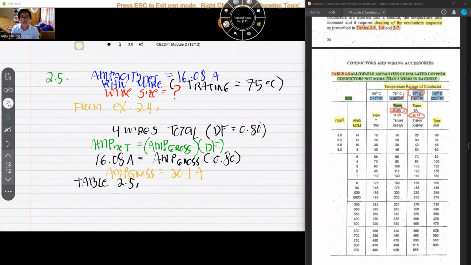Okay. So, going back class again. So, gamit yung data natin class. So, dapat dito tayo sa table na to, no? Tapos, kung anong wire size yung gagamitin natin. So, kung titignan nyo class, dapat eto, it's either dito tayo sa 20 or 30. So, ang choices natin class is either 12 or 10. Okay? So, ang tanong class, since 20.1 yung ating gross ampacity class, anong pipiliin natin?